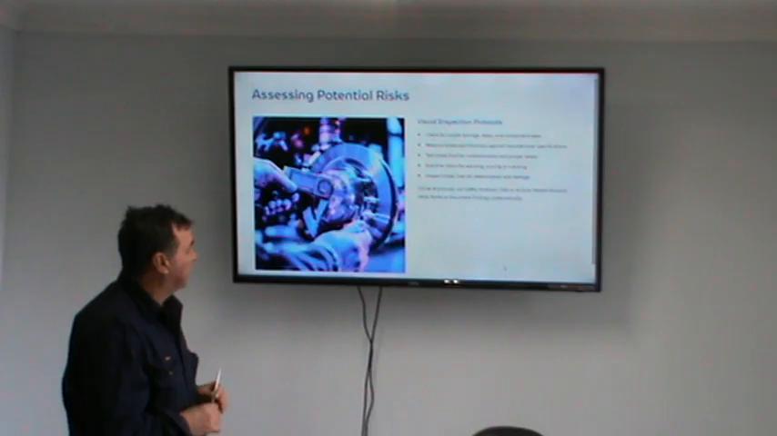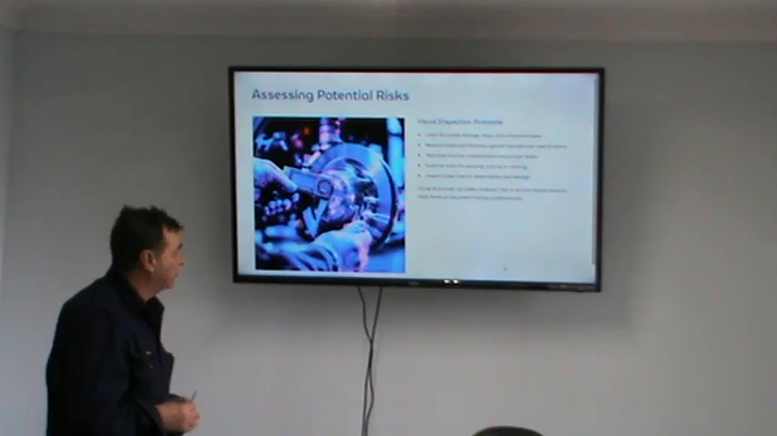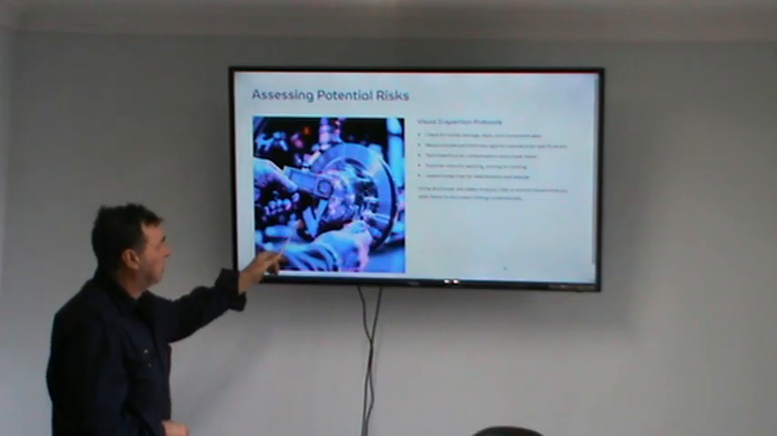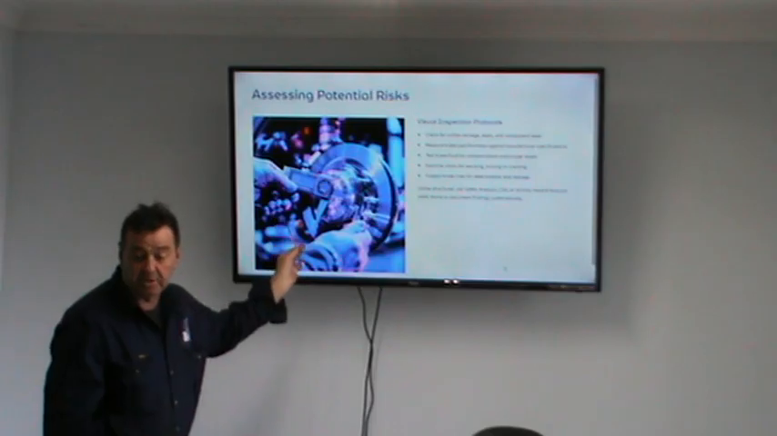Measuring brake pad thickness and checking it with manufacturer specifications. So obviously we've got to use the correct tooling, which this person here is actually using digital vernier calipers.